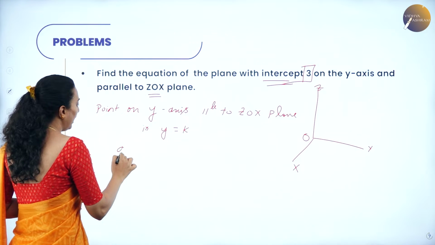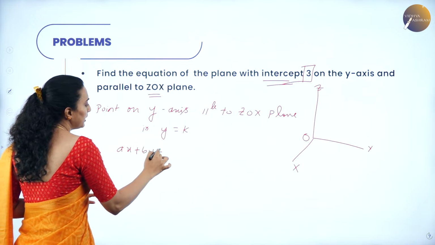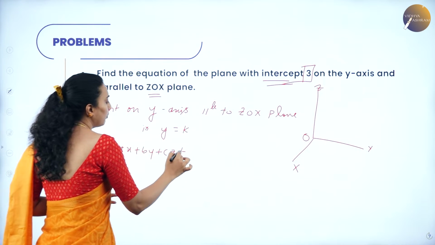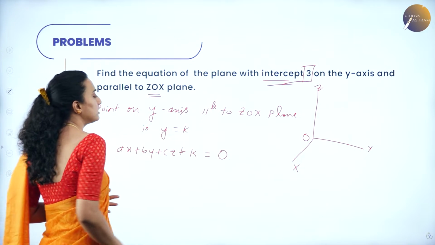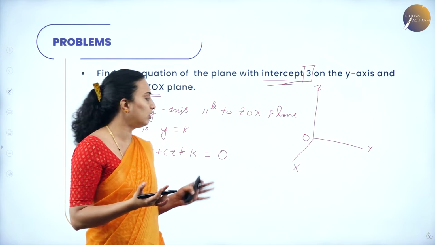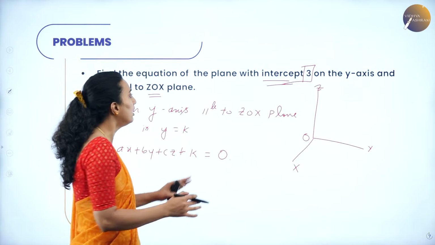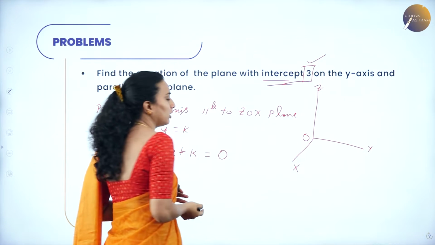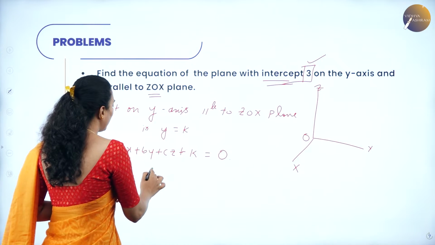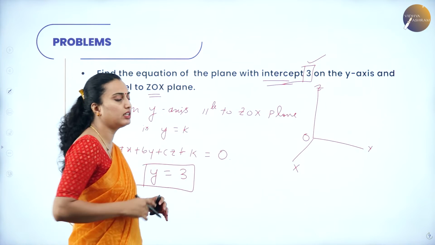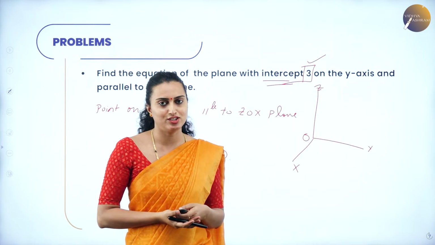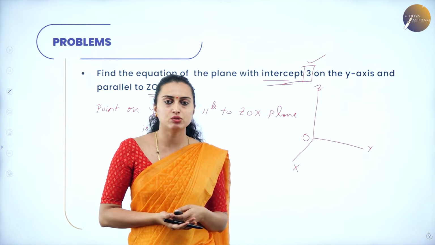If you have ax plus by plus cz plus k is equal to 0, that means d is equal to k, and d is equal to k means y is equal to k. They have given the intercept value, which is nothing but 3, so you have y is equal to 3. This is known as the equation. That's it, dears. I hope you understood this one.